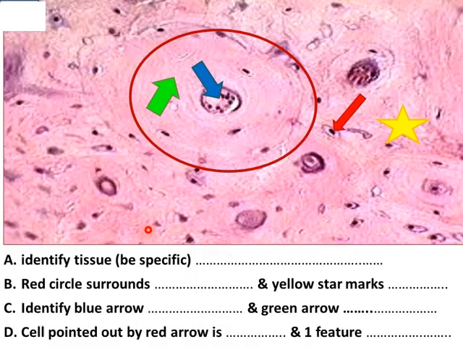Here is decalcified compact bone. This is an easy slide because I can see the Haversian system. The red circle is the Haversian system, the blue arrow is the Haversian canal, the green is the concentric bone lamellae, the red arrow is the osteocyte, and the yellow star is the outer circumferential lamellae.